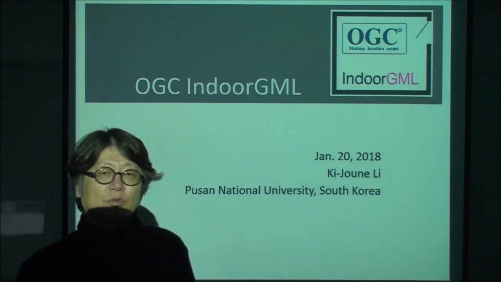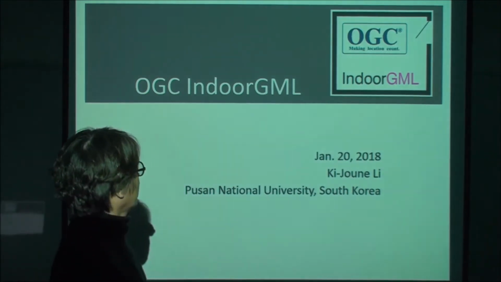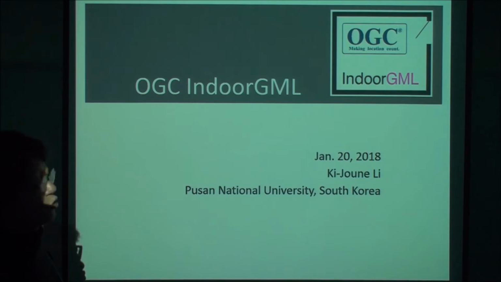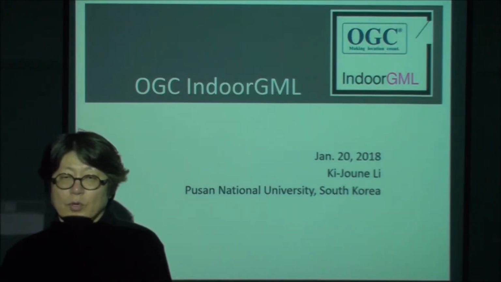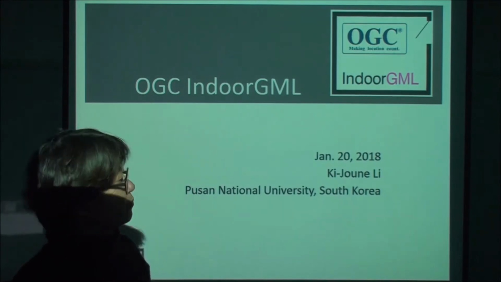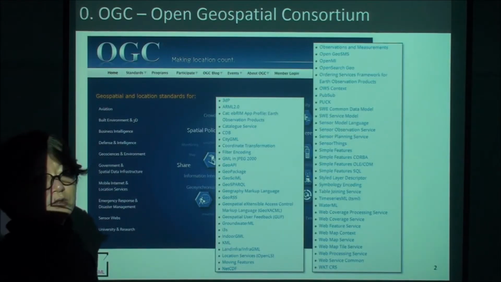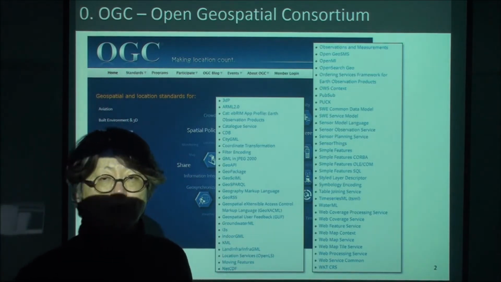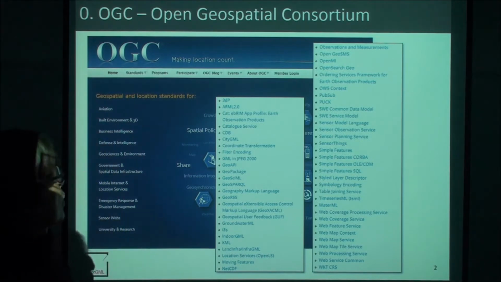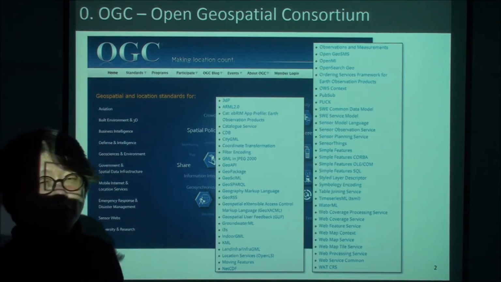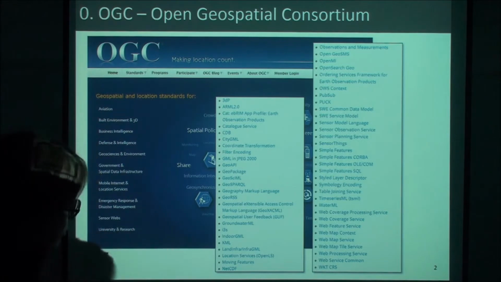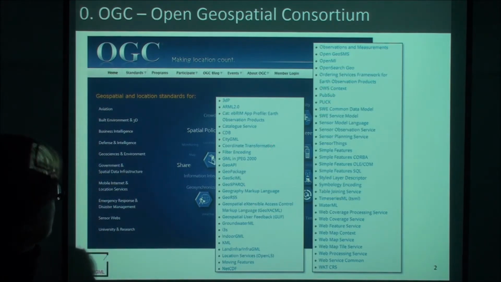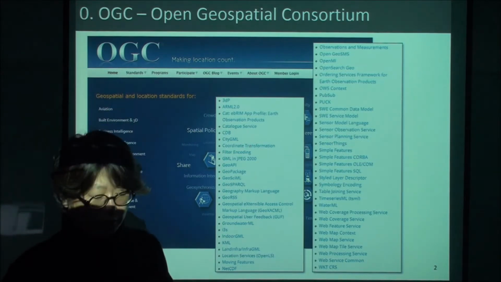I'm working at Busan National University and I explain OGC IndoorGML, which is a standard for indoor spatial information. First of all, I'd like to briefly introduce OGC, which stands for Open Geospatial Consortium. It is a standard development institute. They produced quite a big number of standards like IndoorGML and KML and CityGML, GML and so on.